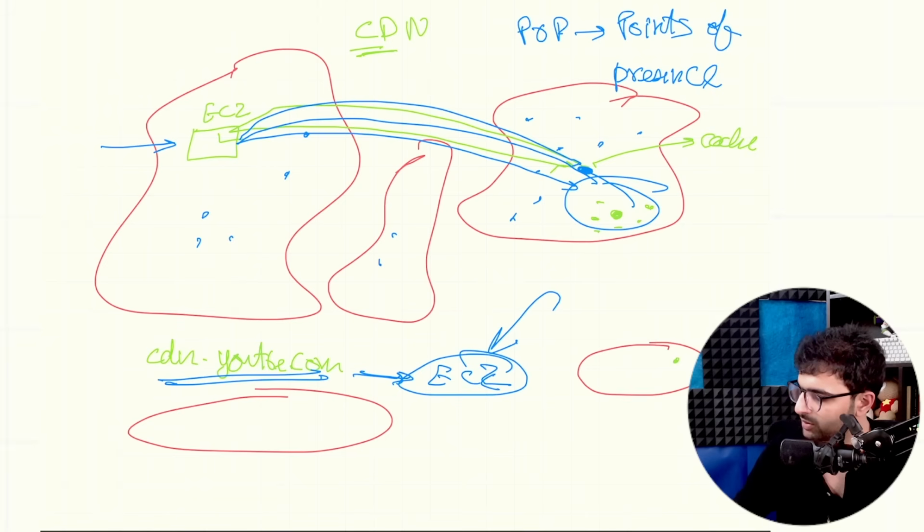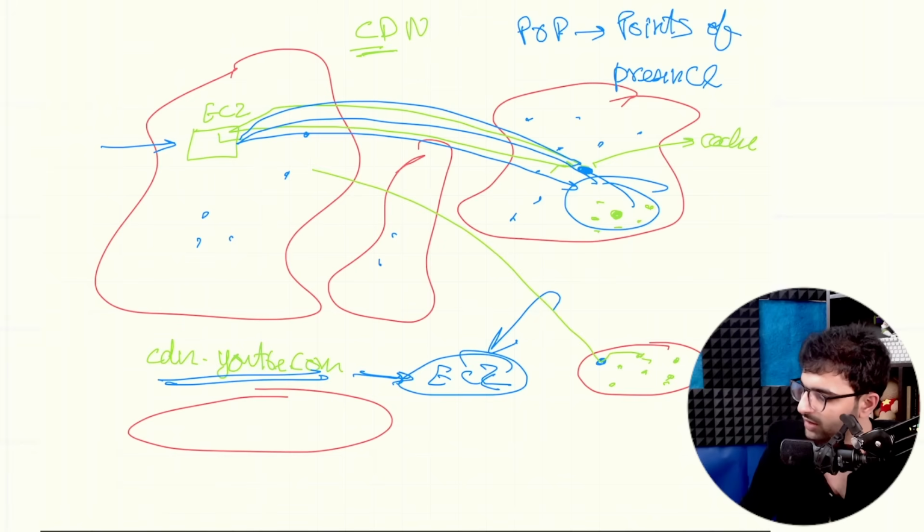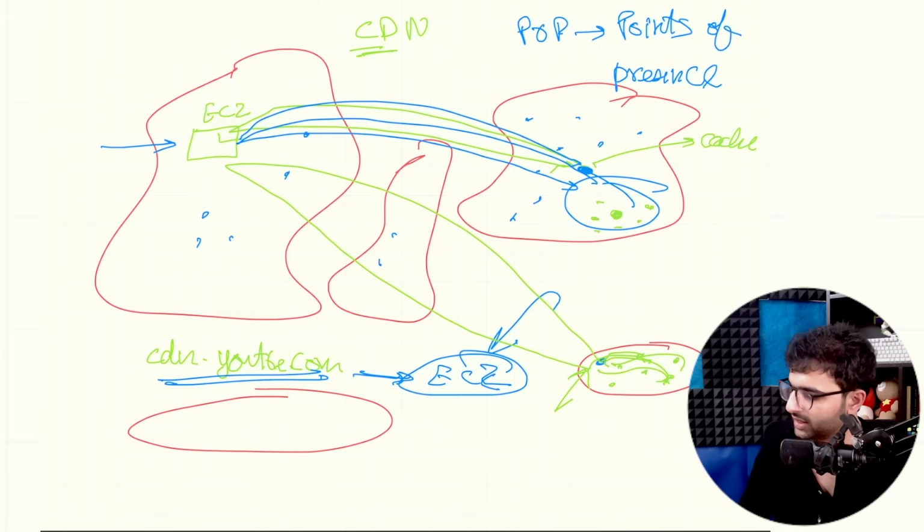If there are a bunch of people in Sydney asking for it, then again, this request won't directly go here. This request will first hit a POP that's in Sydney. That POP will, for the very first user, of course, have to make this very long journey. But for the second user, third user, fourth user, that file is present over here. Everyone can get that file from here. The file gets cached close to you.